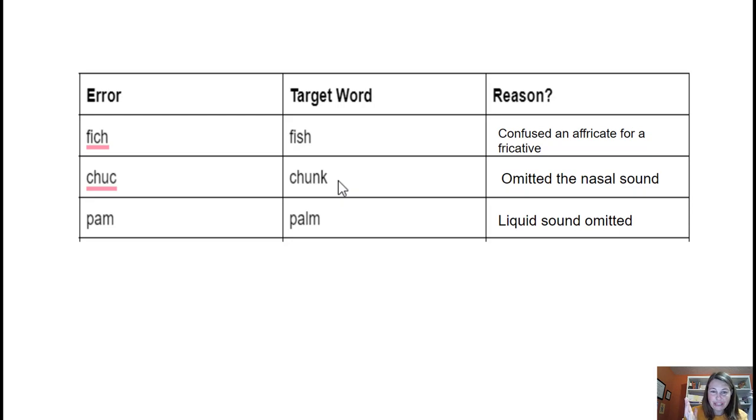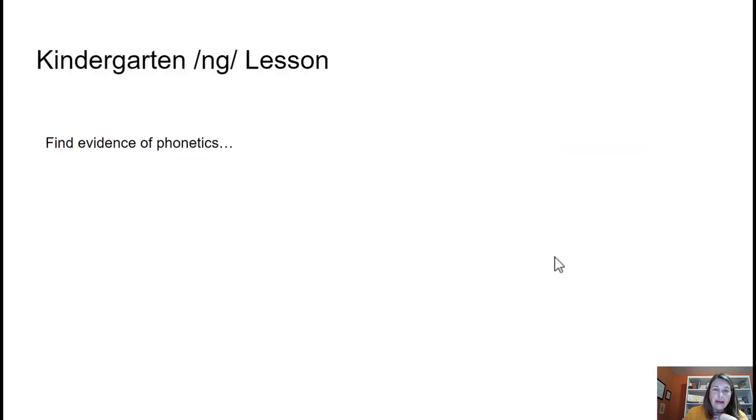It feels weird, but it is a really useful strategy to get them to see that there is an extra sound that they need to account for. Then we have Pam, and they were supposed to write palm. So those liquid sounds are really difficult, and that's where they are making the error there. So I told you that back nasal sound, NG is often how we spell that, can be a tricky spot for some curriculums.